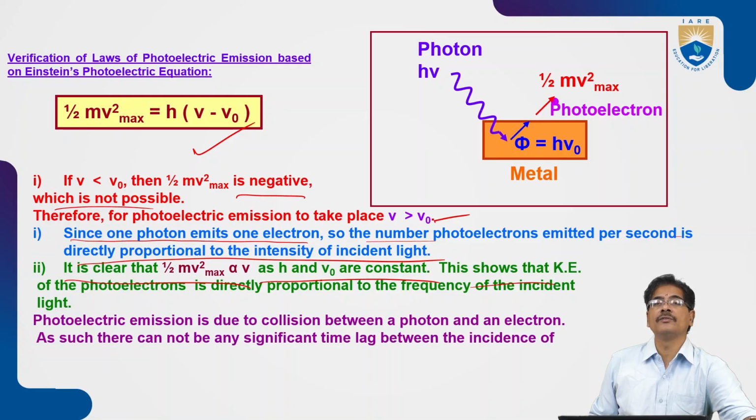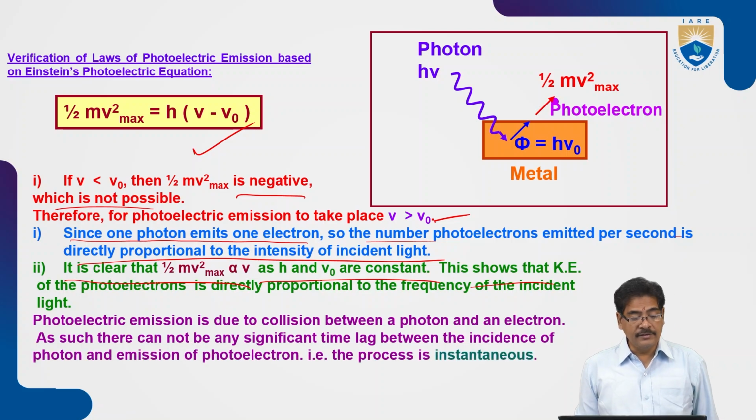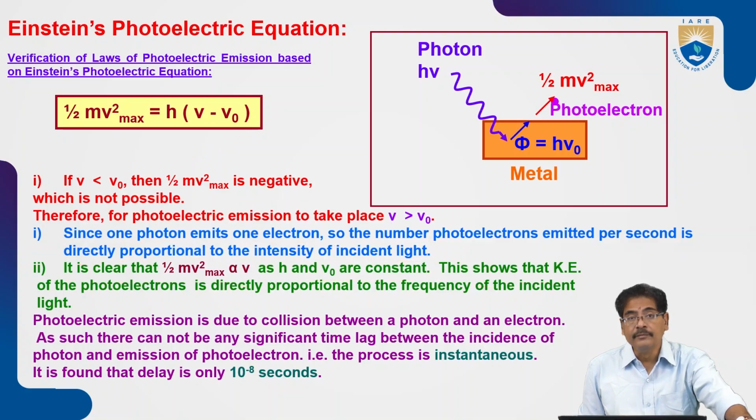So photoelectric emission is due to the collision between a photon and an electron. As such, there cannot be any significant time lag between the incidence of the photon and the emission of electrons. That is, the process is instantaneous. It is found that the delay is only 10 power minus 8 seconds. So that is the Einstein photoelectric emission which we have studied in our previous lecture, right?